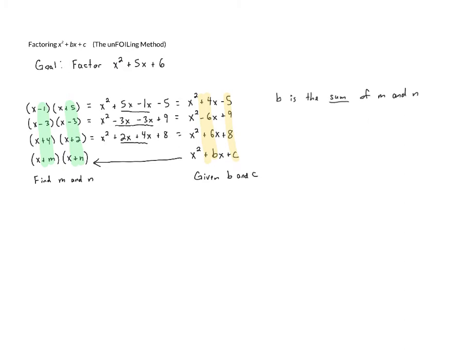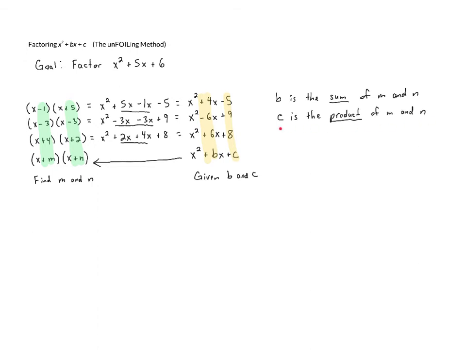Similarly, we can make an observation about the constant term C. How can we take -1 and 5 and end up with -5, and also take -3 and -3 and get 9, and take 4 and 2 and get 8? Well, the answer is multiplication. -1 times 5 is -5, -3 times -3 is +9, and 4 times 2 is 8. So in this case, that constant term C actually ends up being the product of M and N.